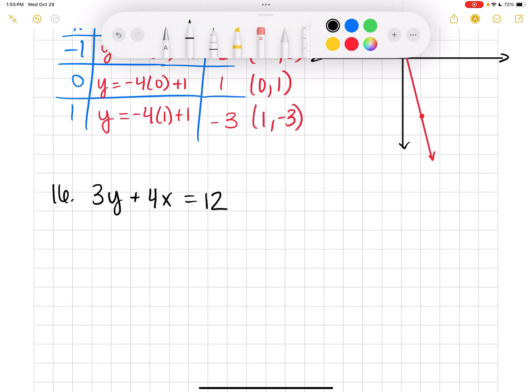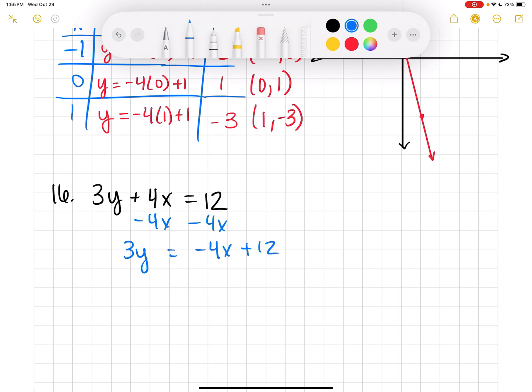Alright, 16. I need to get y by itself. What do I need to do? You need to minus 4x first. So I get 3y is equal to negative 4x plus 12. Now what? Divide by 3.